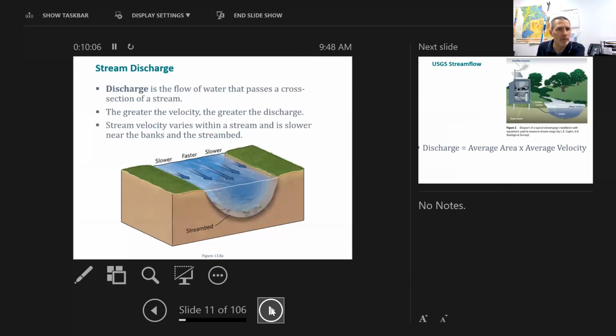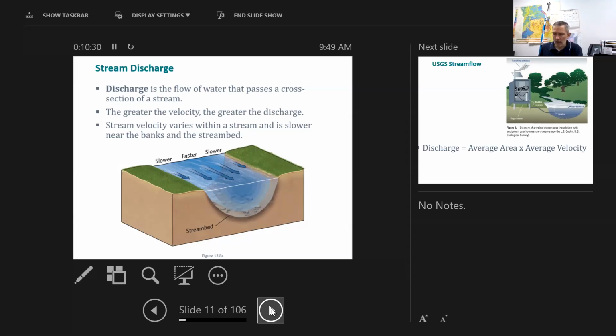So when we start looking at rivers, one of the things that we want to know is how much water is flowing out of a river. And so the measurement that we're using to calculate how much water is passing through a river is called the discharge. Now, discharge is always a volume per unit of time. And so here in the United States, we usually talk about cubic feet per second, or CFS.